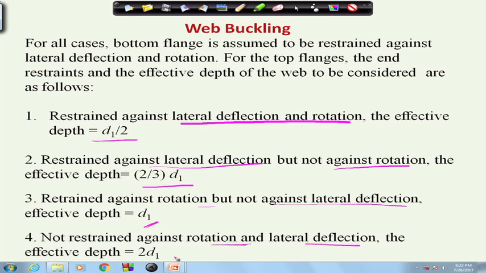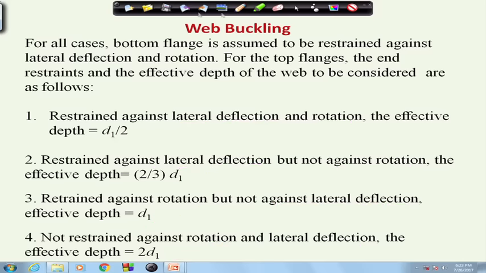So, the effective depth of the web can be calculated on the basis of the restraint condition, and that is given here: if restrained against lateral deflection and rotation, it is d1 by 2. If restrained against lateral deflection, but not against rotation, then 2/3 d1. If restrained against rotation, but not against lateral deflection, then d1, and if not restrained against rotation and lateral deflection, then effective depth is 2 d1. So, this is required to calculate the compressive stress of the web.